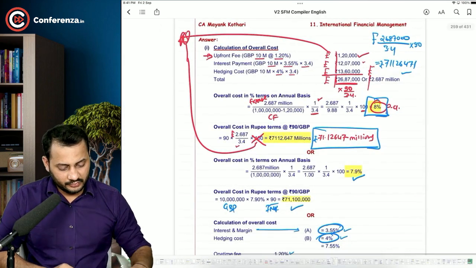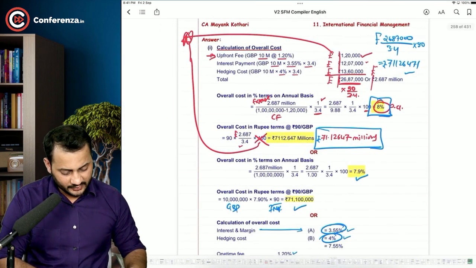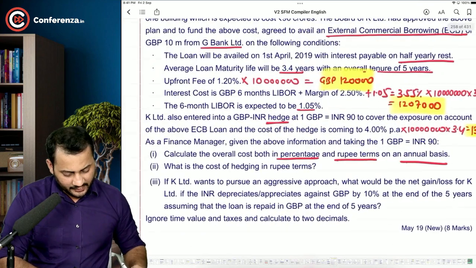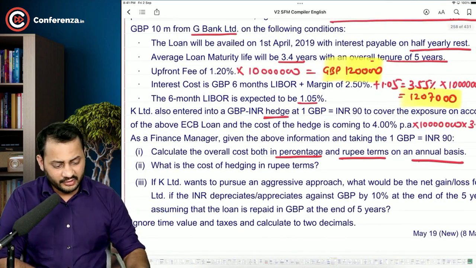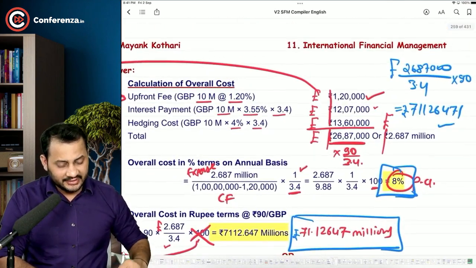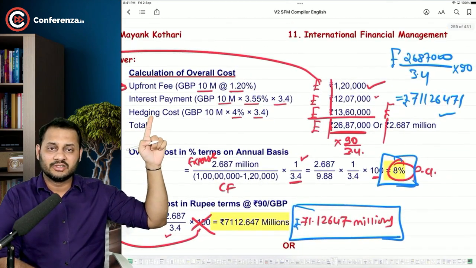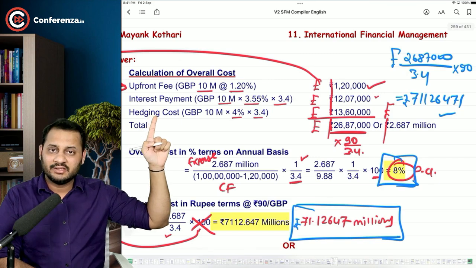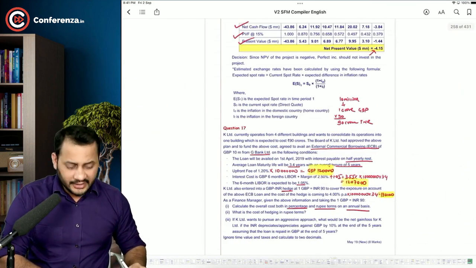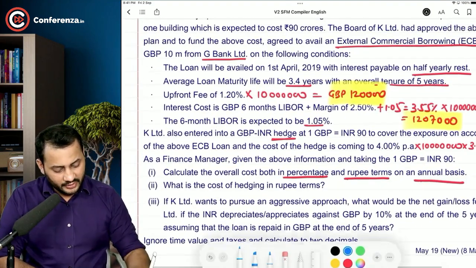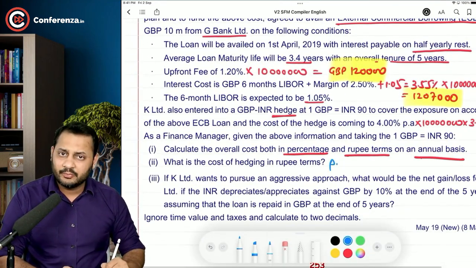Okay, sir. Now the last part. Oh, sorry, second last part. That's very easy. They are asking us to calculate the cost of hedging in rupee terms. Isn't it easy? The hedging cost is 13 lakh 60,000, sir. When you multiply the 13 lakh 60,000 with 90 rupees of the exchange rate, you will get the hedging cost. And if you have to calculate it on per annum basis, then divide it by 3.4.